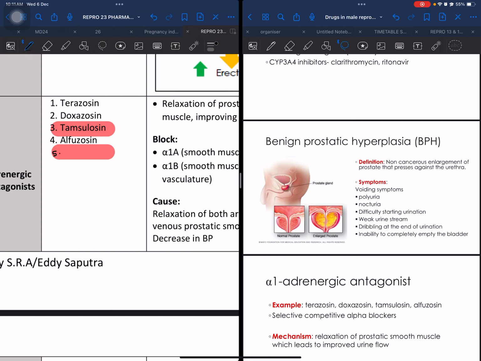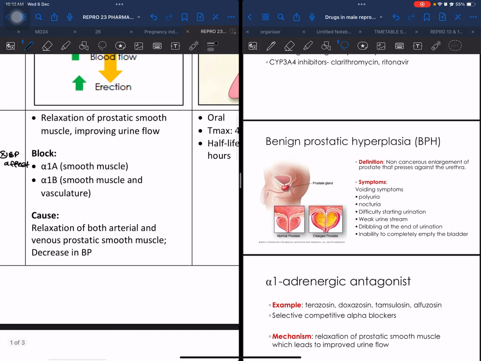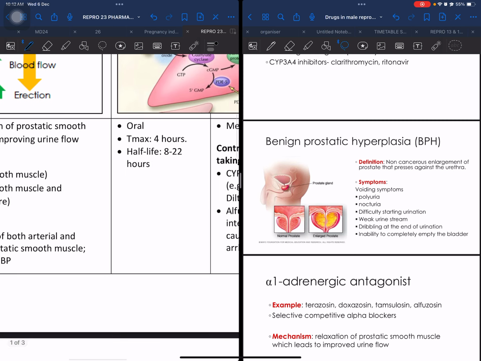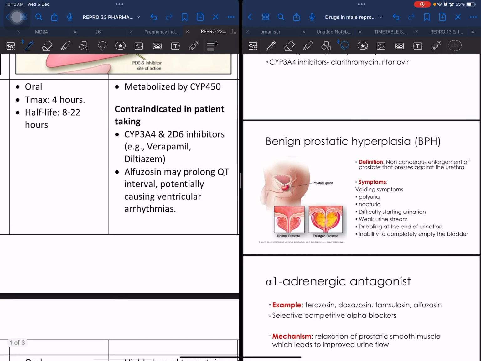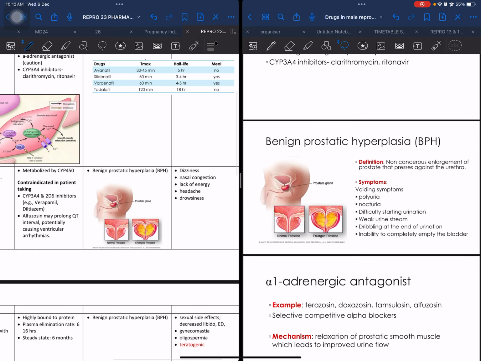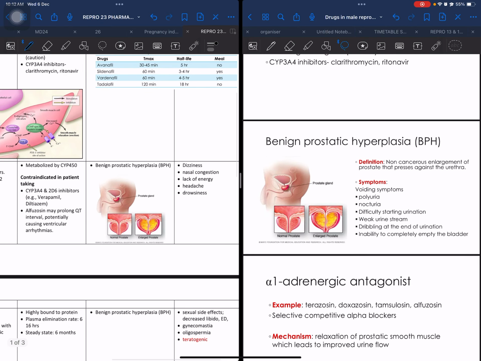So the pharmacokinetic profile: Tmax is usually 4 hours, the half-life is very long, and it is metabolized by CYP450. Adverse effects include dizziness, nasal congestion, lack of energy, headache, and drowsiness. As you can see, the adverse effects are not really bad. It's all more of an inconvenience rather than life-threatening, whereas with phosphodiesterase 5 inhibitors, it's more about cardiac risk, which is life-threatening.